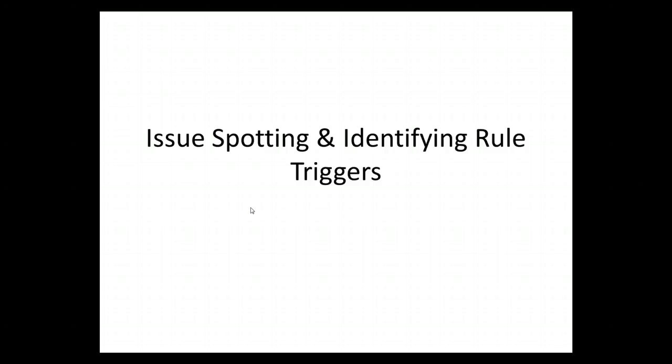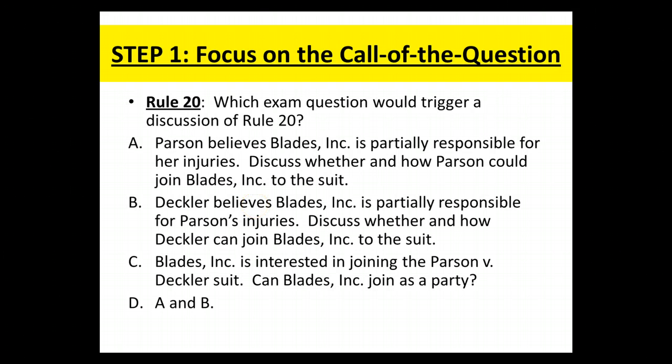All right, so we're going to talk a little bit about issue spotting and how to identify what rule is being triggered in a particular essay question. This process will help you whether or not you're answering a long essay question or short answer essay questions. The first step is focusing on the call of the question. Now, in this exercise, we're only focusing on party joinder, but the step of thinking about the call of the question would have helped you figure out that that's actually the process that's at issue.